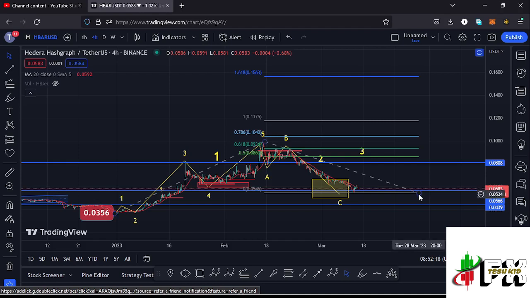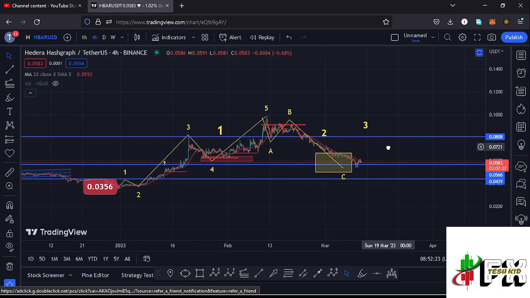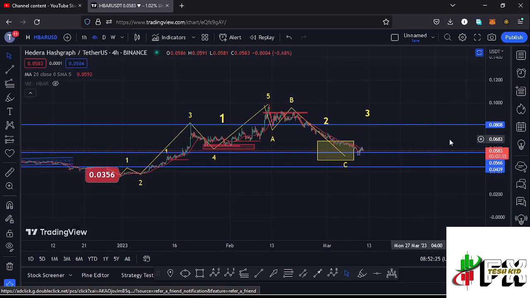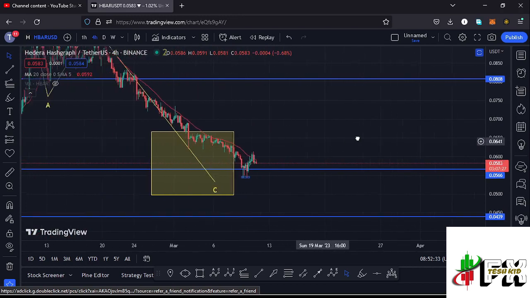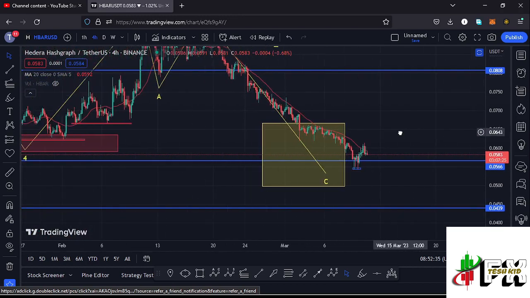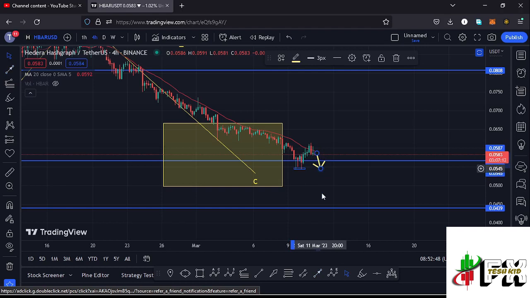And that is the first possible scenario that we can expect here on the Hbar chart, assuming that the low for that second wave is in. But since we have lost the 20-day MA here on the 4-hour chart, we have another possible scenario where we can continue expecting further breakdown to the lower side in case we also lose our next key area of support at around the $0.0566 mark.